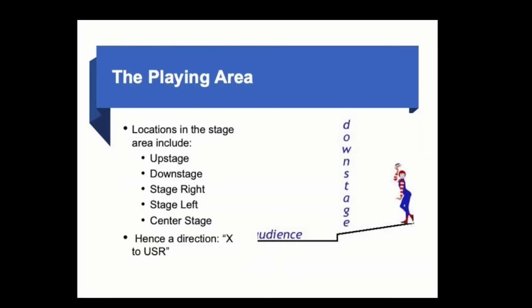The playing area. Stage directions for a proscenium and thrust stage. Locations on the stage include upstage, downstage, stage right, stage left, center stage. This allows for markings such as cross to upstage right.